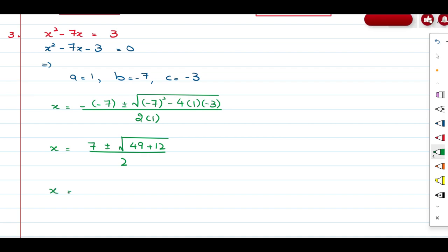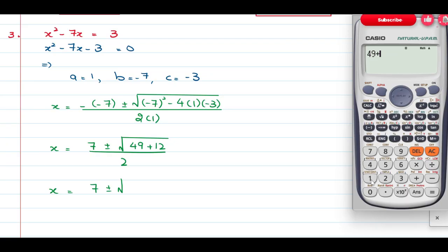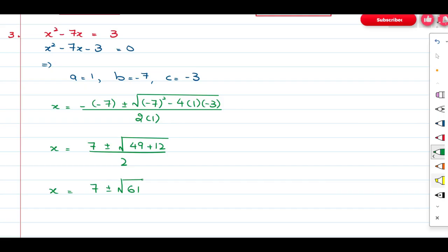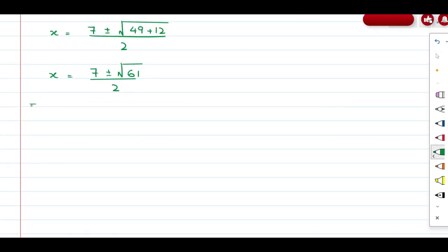Okay, now here x equals 7 plus minus root of 49 plus 12. 49 plus 12 is 61. Root 61 in decimal form is not a perfect square, divided by 2. Again, we have two solutions. The first solution is x equals (7 plus root 61) divided by 2. The other solution is x equals (7 minus root 61) divided by 2.